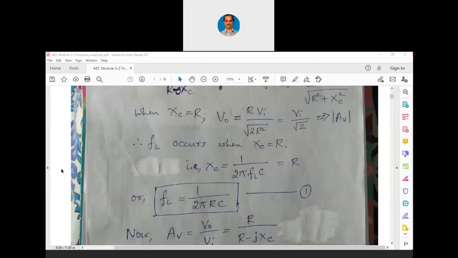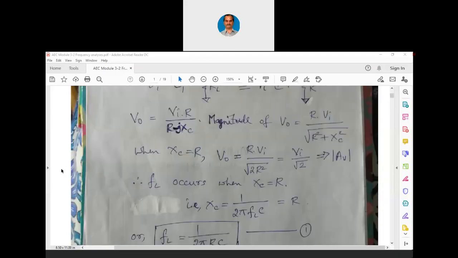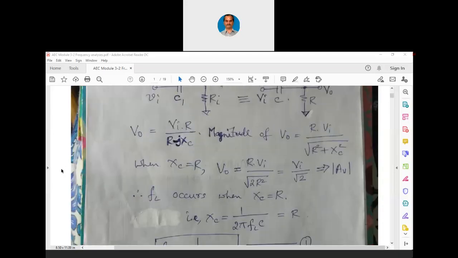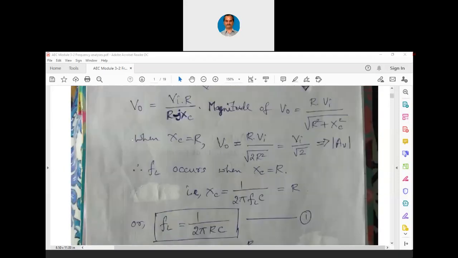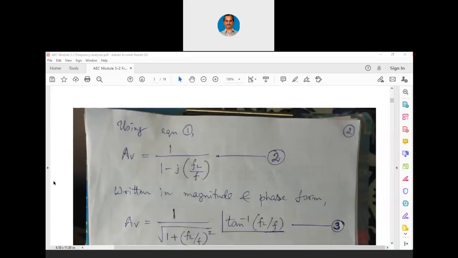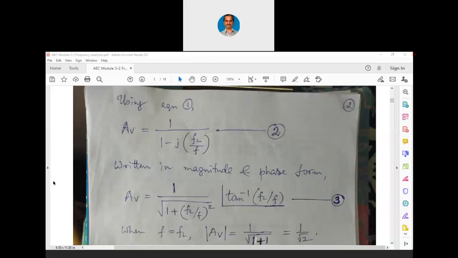I'll just show you here. Here itself. When X equals R, we have V naught equals Vi by root 2. So, that itself corresponds to voltage gain. So, the same thing we are going to have here. That is, when F equals FL, we have the magnitude of the voltage gain is 1 by square root of 1 plus 1, that is 1 over root 2. That is fine. That is when the resonance is occurring.